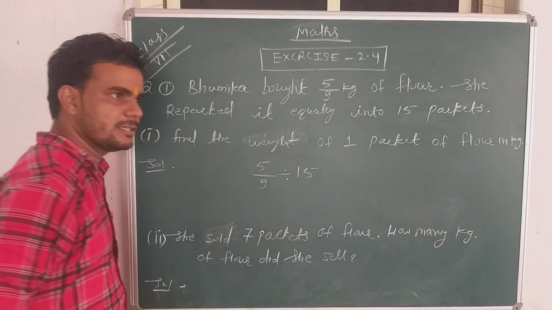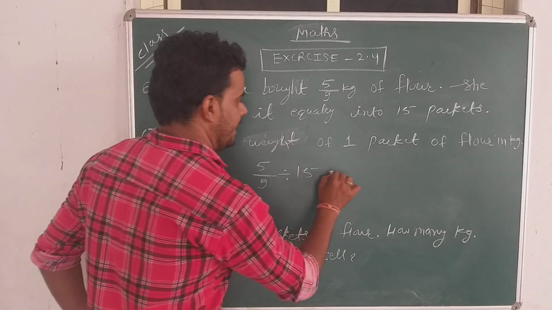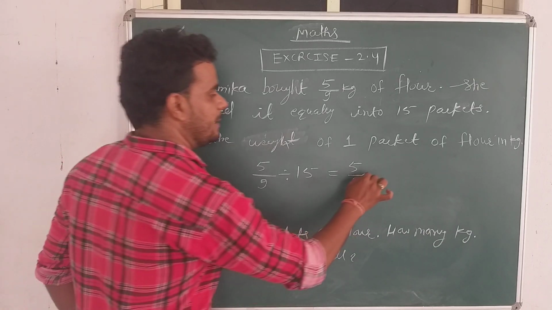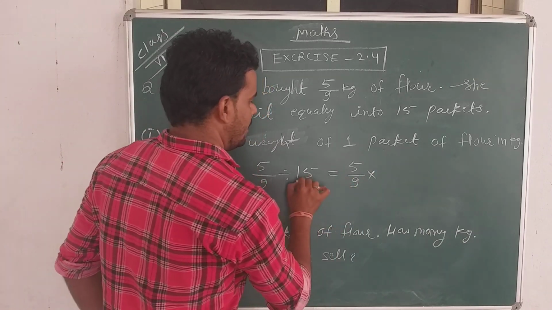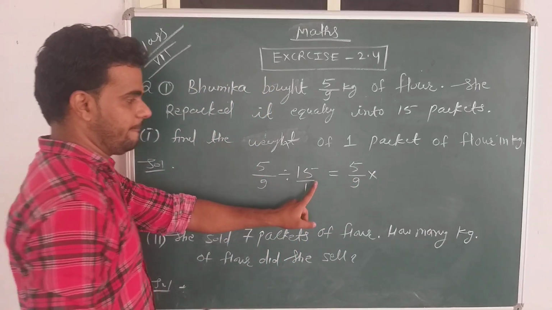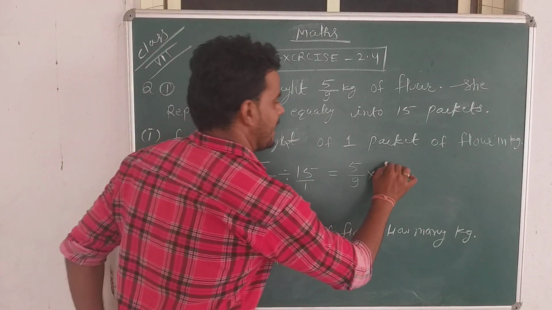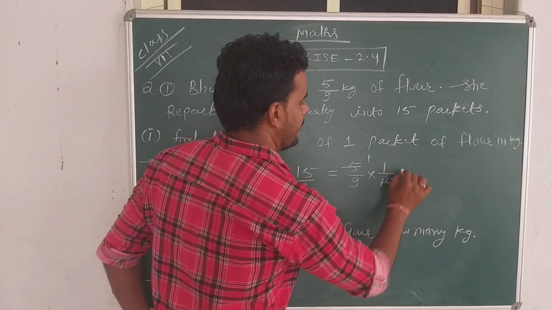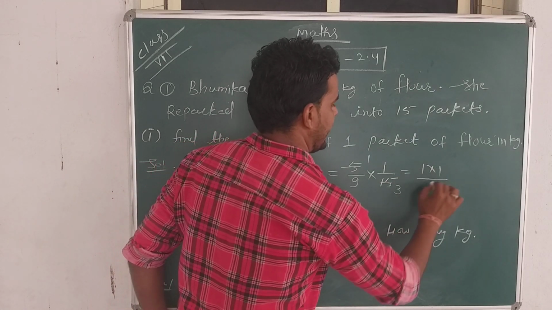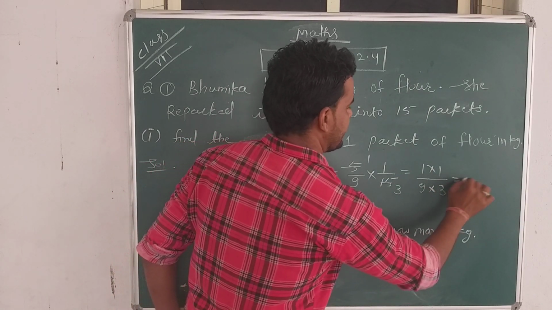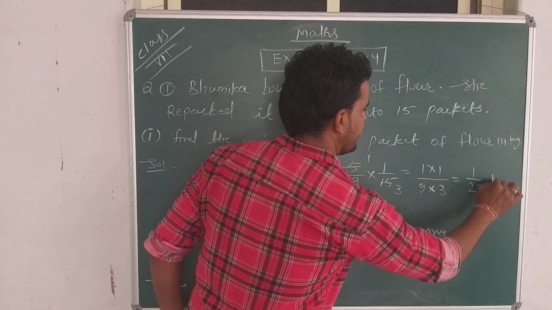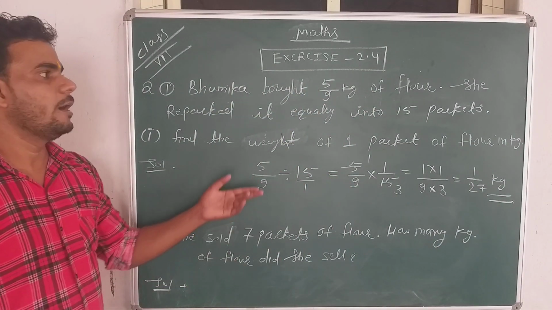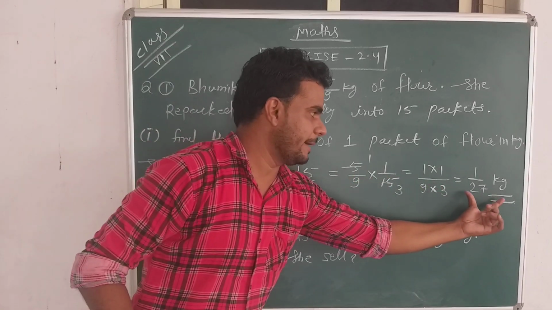There are 15 packets. So the divide will be changed into multiply, and after the fraction of division it will be the reciprocal, 1 by 15. 5 1 ja 5, 5 3 ja 15. So 1 multiply 1 and 9 multiply 3. So it means 1 by 27 kg. This is the weight of each packet of flour. ये जो है एक पैकेट का वेट आ गया.